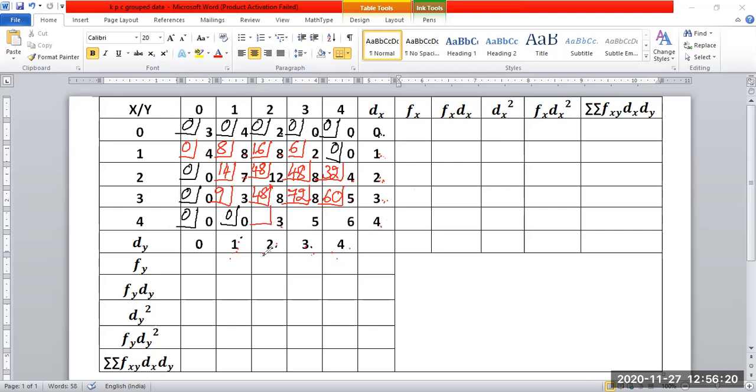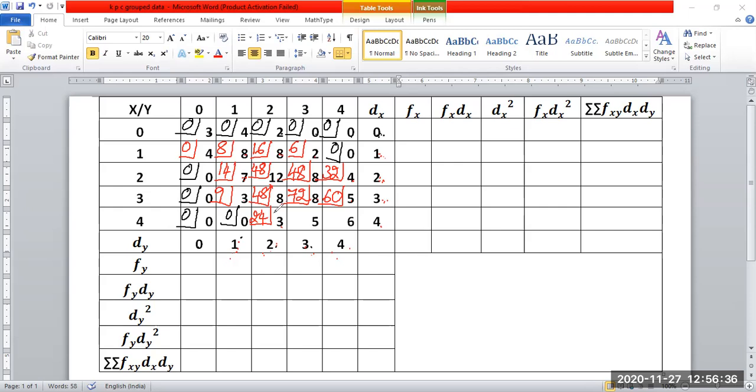3 into 4 into 2. 3 into 4 into 6. So 24. Now 5 into 4 into 4 into 3.